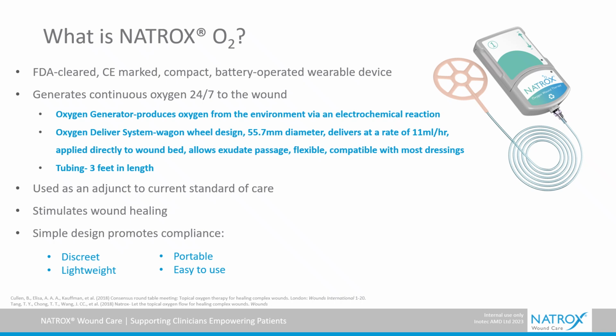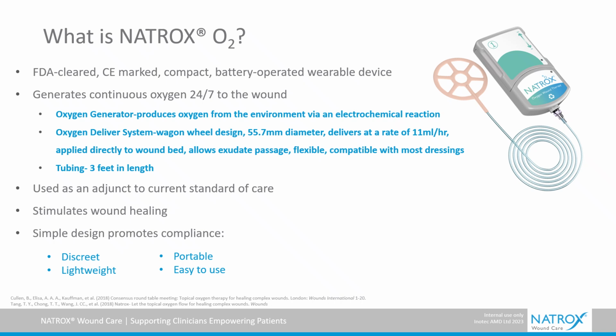The oxygen is then generated and delivered through the oxygen delivery system, which is this wagon wheel device, as you can see on the screen. It is 55.7 millimeters in diameter, and this delivers oxygen to the tissues directly to the wound at a rate of 11 milliliters per hour. The design, the wagon wheel structure of the delivery system also allows for exudate to pass from the wound into the dressing.